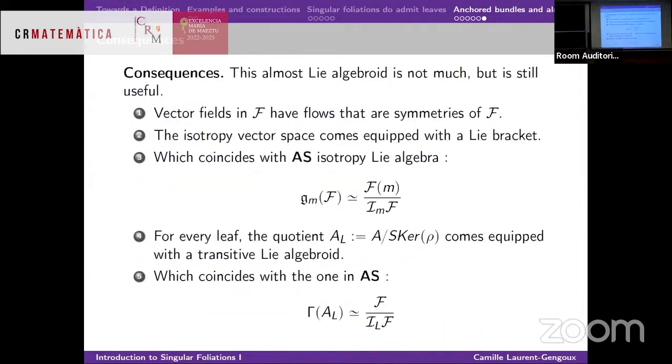Well, what does this imply? Well, using this almost Lie algebroid structure, I'm going to explain how you can prove that vector fields in F have flows which are symmetries of F. I come to that soon.